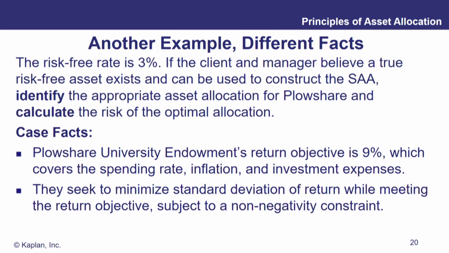Okay, another example, different facts. The risk-free rate is 3%. If the client and the manager believe a true risk-free asset exists and can be used to construct the strategic asset allocation, identify the appropriate asset allocation for Plowshare and calculate the risk of the optimal allocation. Here are the facts. Plowshare University's endowment's return objective is 9%, which covers the spending rate, inflation, and investment expenses. They seek to minimize standard deviation of return while meeting the return objective subject to a non-negativity constraint.